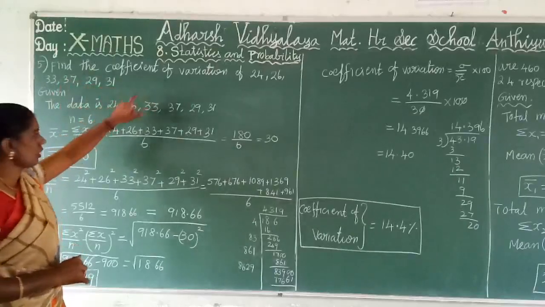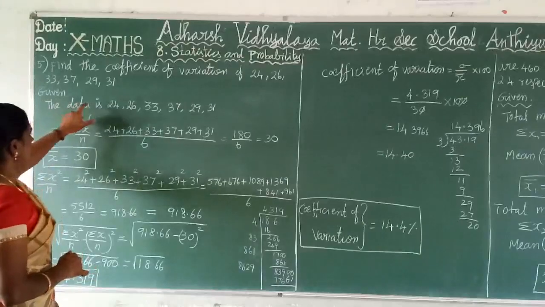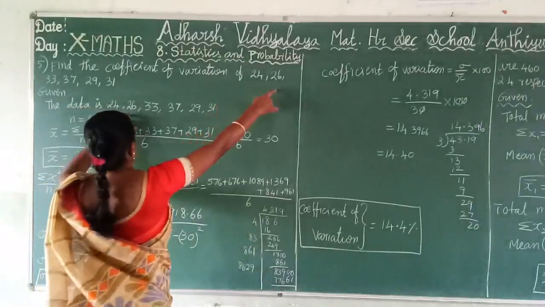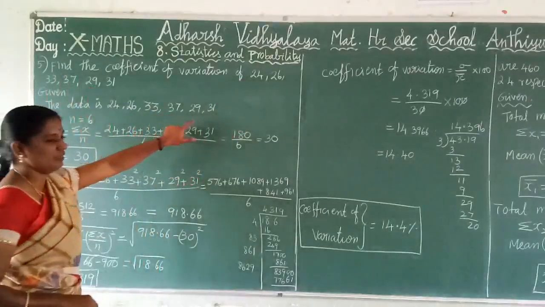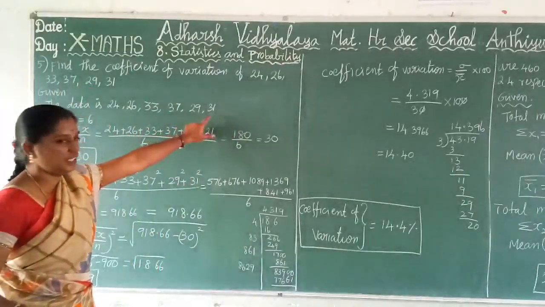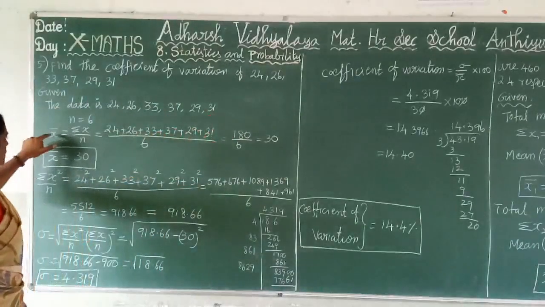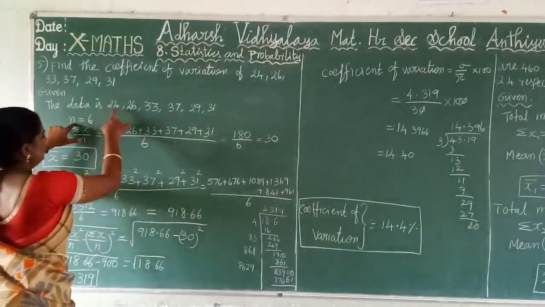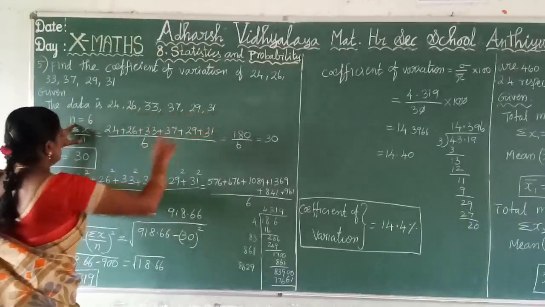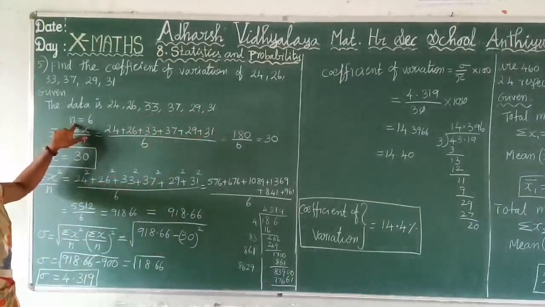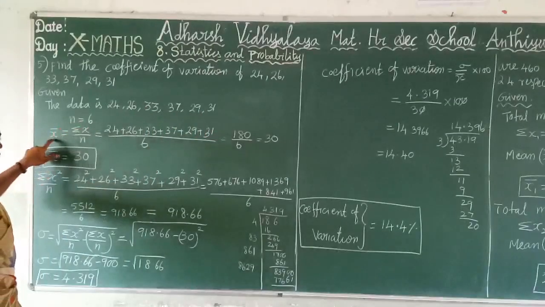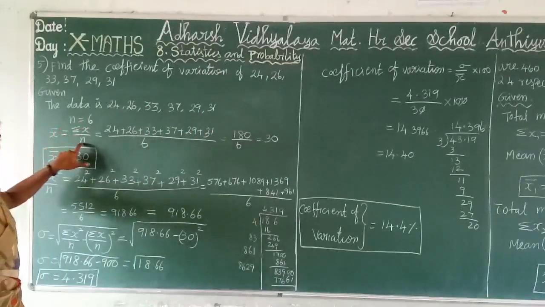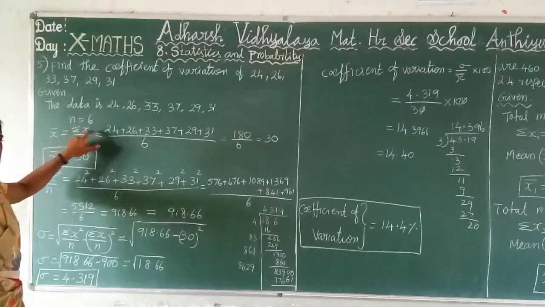Clear? So here the data is given: 24, 26, 33, 37, 29, 31. Counting the data: 1, 2, 3, 4, 5, 6. So there are 6 data, so n value is 6. X bar is equal to summation x by n. Summation x means add all the data.